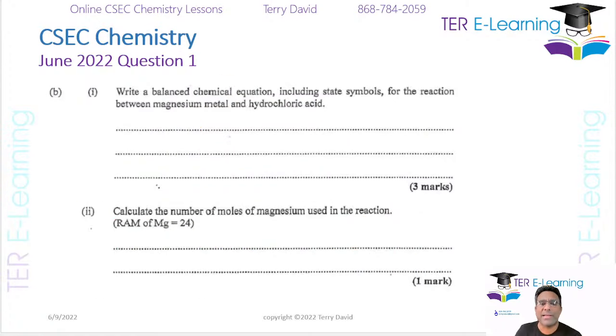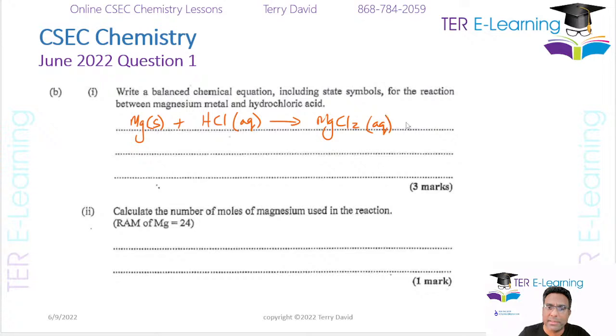Next part, write a balanced chemical equation including state symbols for the reaction between magnesium metal and hydrochloric acid. So the broad topic said acids, bases, and salts. So this is what they were referring to, right? So this is HCl aqueous, right? Produces a salt, which in this case is going to be MgCl2 aqueous, right? Plus H2 gas. Right, and to balance this, all I need to do is to put a 2 here.